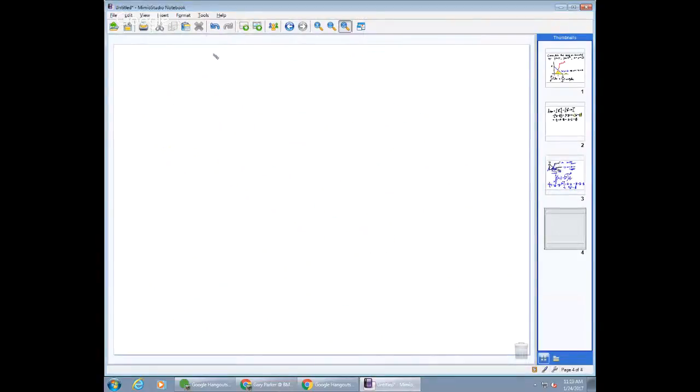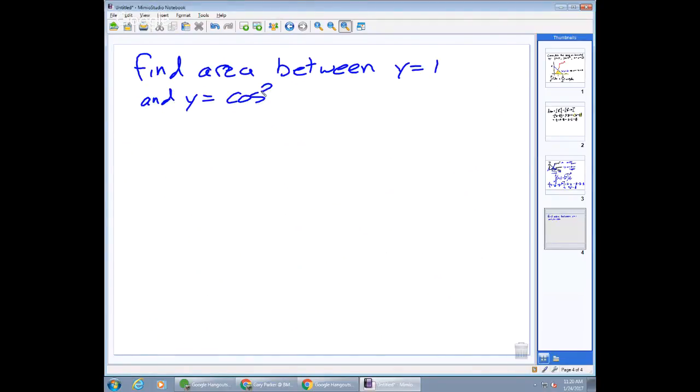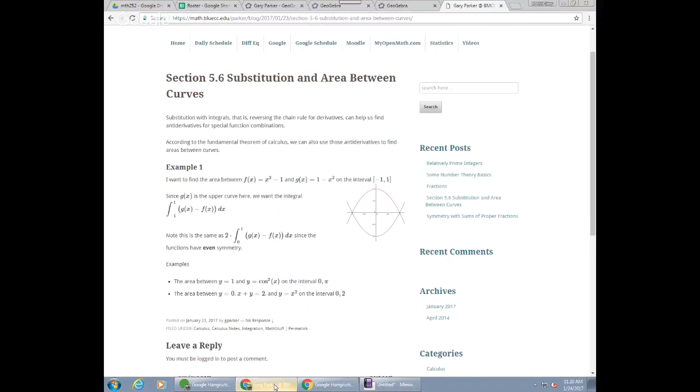New page. So we want to find the area between y equals 1 and y equals the cosine squared of x on, I think it was from 0 to pi. Is that what I wrote down? Yep, 0 to pi.